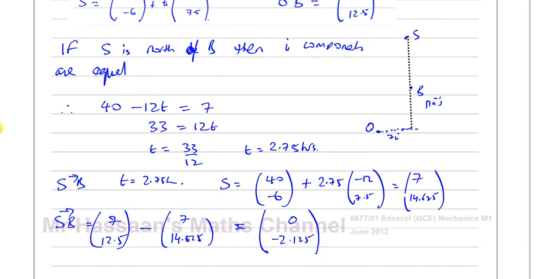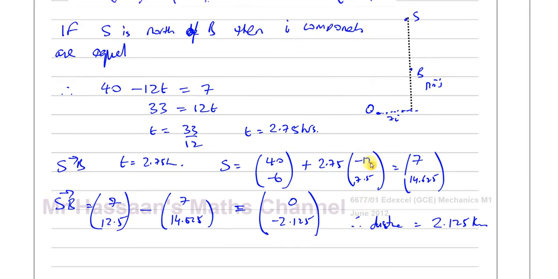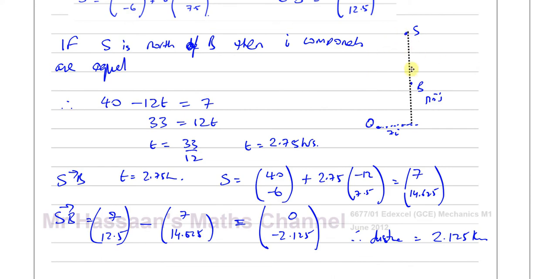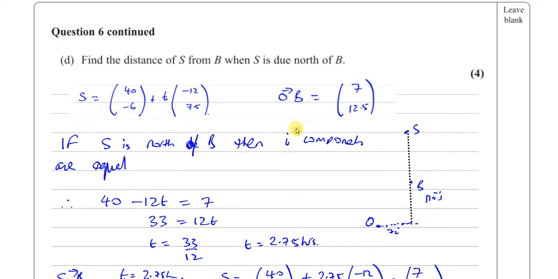Okay, so of course we know the magnitude of this vector here is going to be 2.125, so therefore the distance is 2.125 kilometers, because this is just a straight line. So the magnitude is going to be that distance here, which is 2.125. That's the distance between them. The distance, we don't care about the direction, so how far they are apart from each other. So that's the answer to part D.